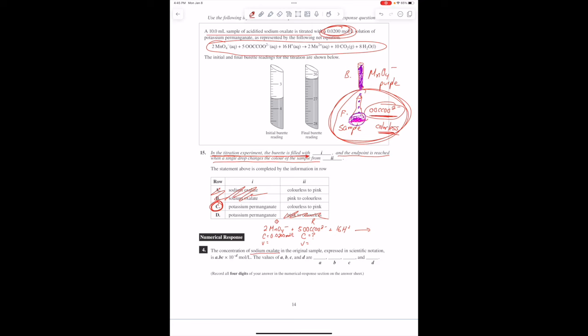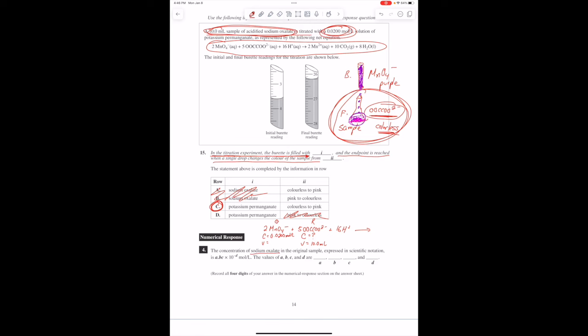And the volume, what do they give me here for volume? Let's see, this is 10 mils. They told me 10 mils of oxalate. Okay, so this is 10.